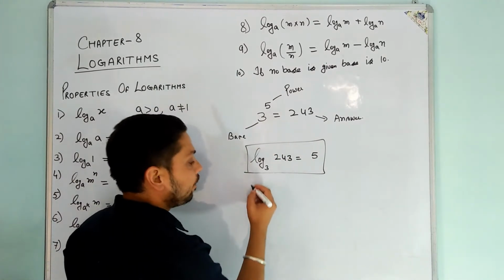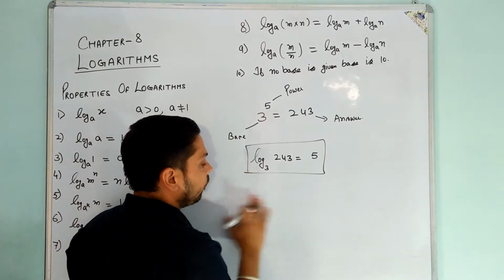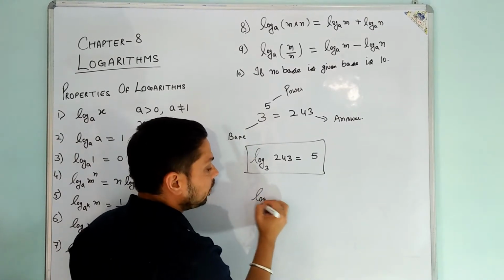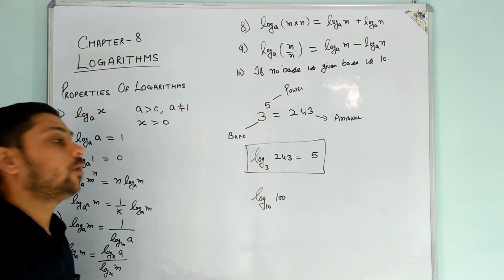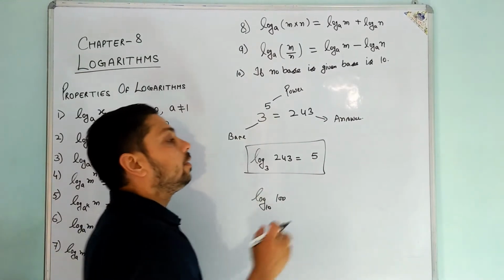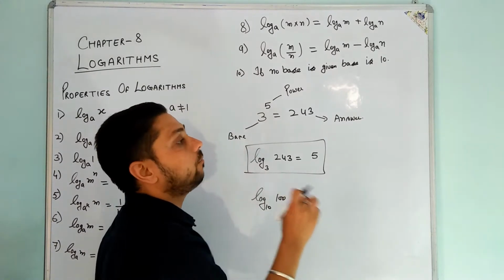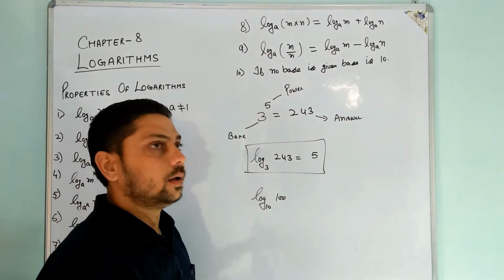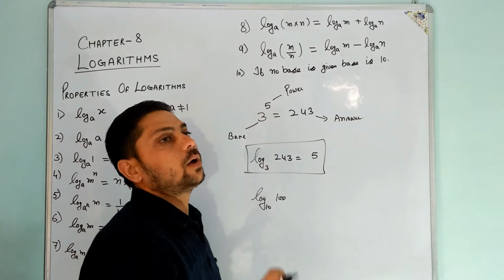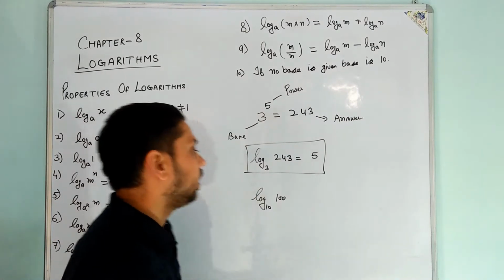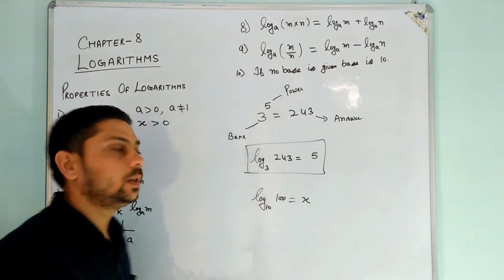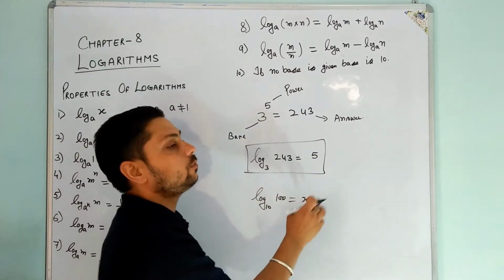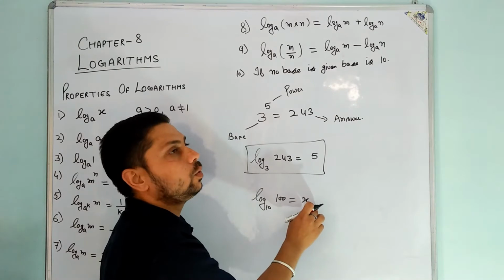Now for example, what is log of 100 with base 10? That means what power of 10 will give us the answer 100? Let it be equal to x. That means we don't know the power, so let it be equal to x.